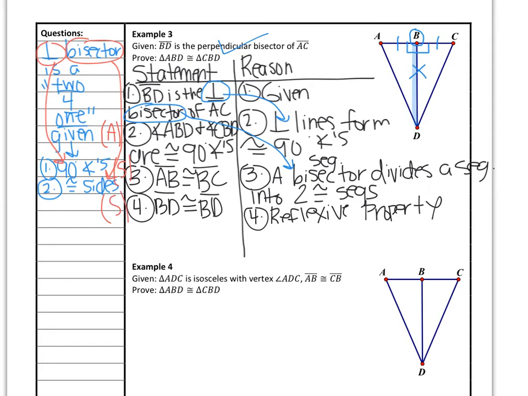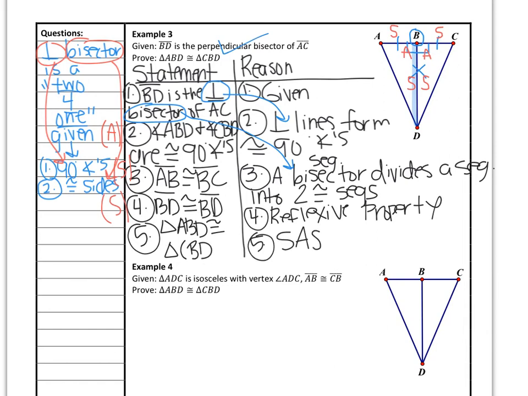Okay, so in our picture, we've got a side, the 90-degree angle, and the reflexive side. So hopefully you can see on both sides, we've got side, angle, side, and they're right at the same corner there. So it's side, angle, side is our theorem. So our final statement is triangle ABD is congruent to triangle CBD, and that is because of side, angle, side.